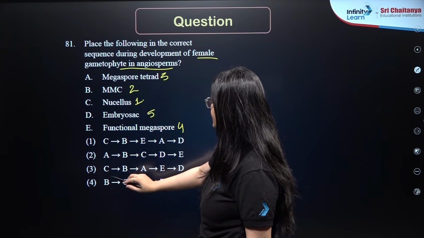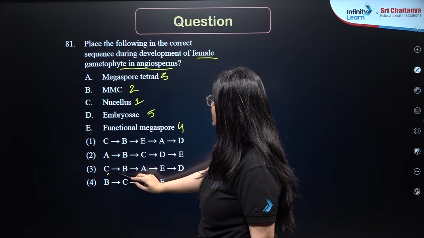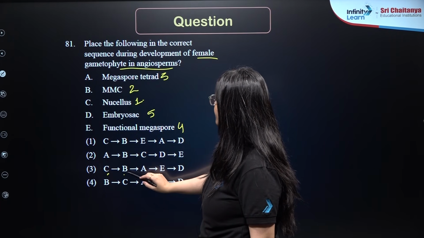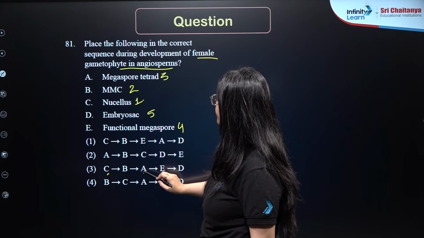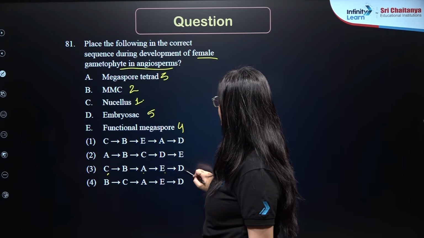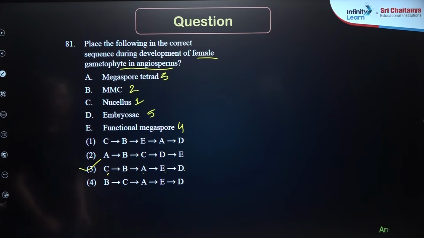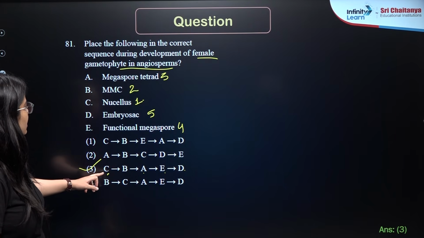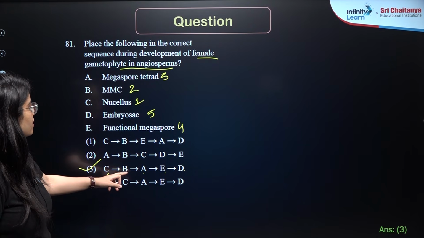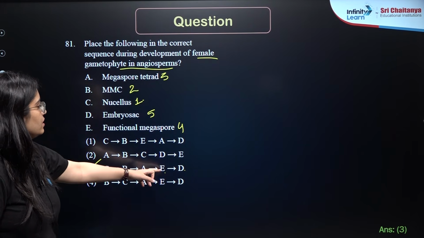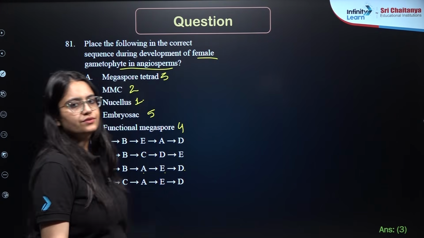So it should be C, B, A, E and D. So 3, my dear students, should be your right answer. C, B, A, E and D. 3 is your right answer. Next.